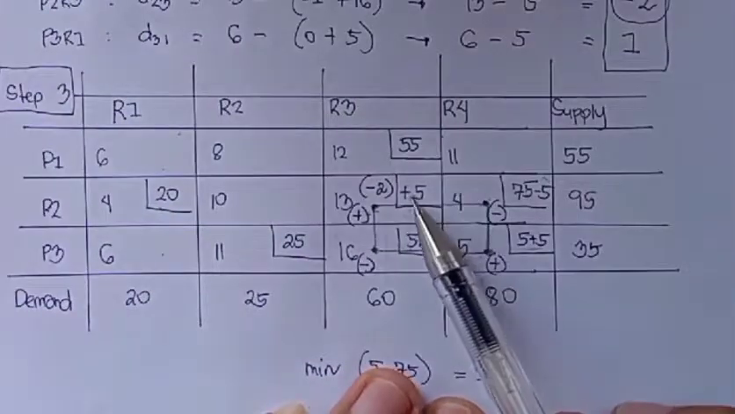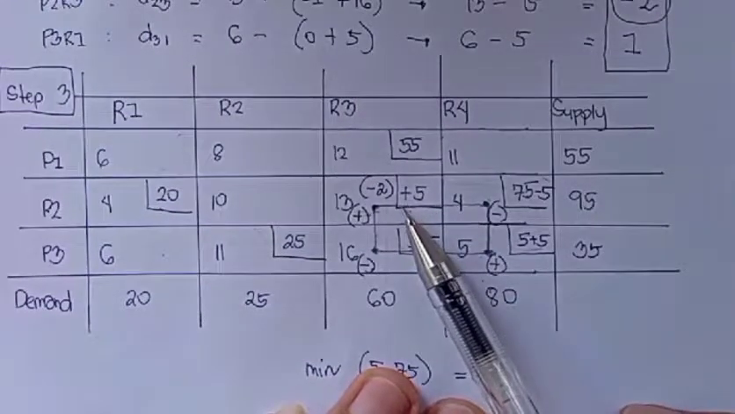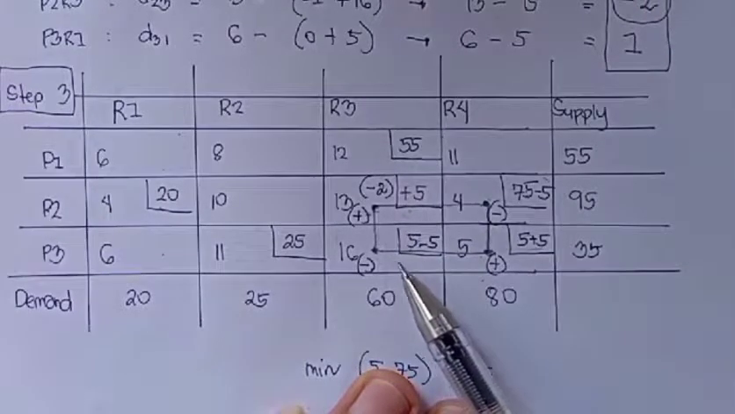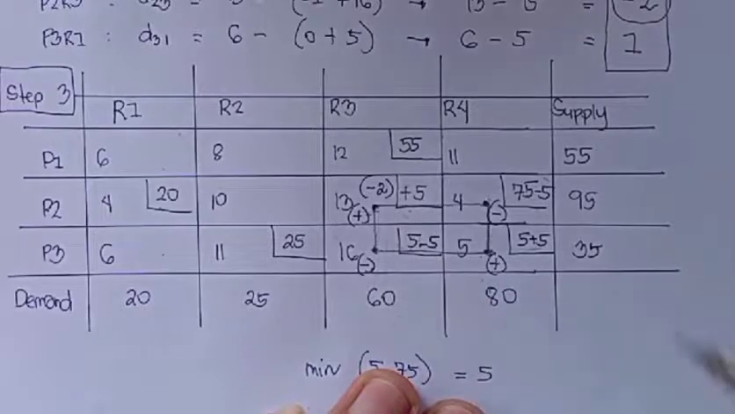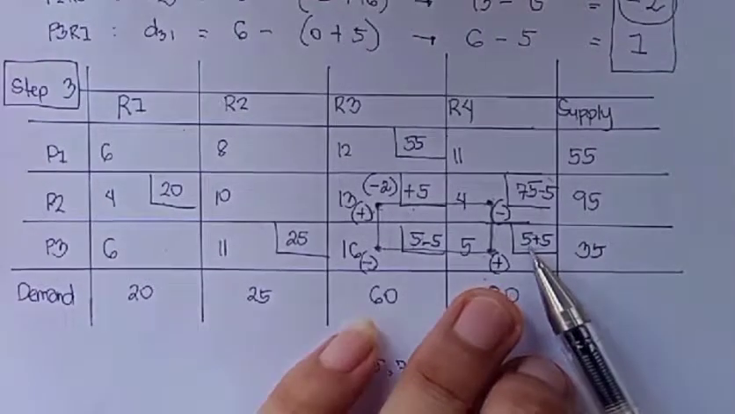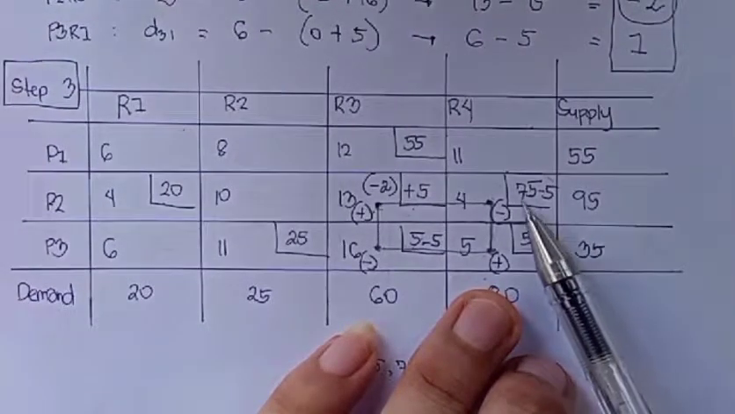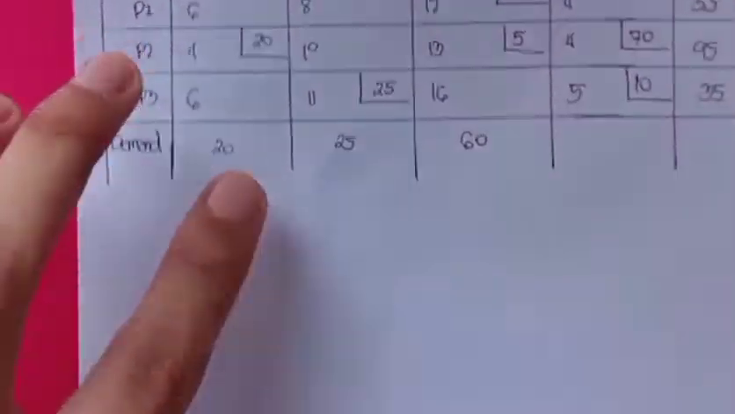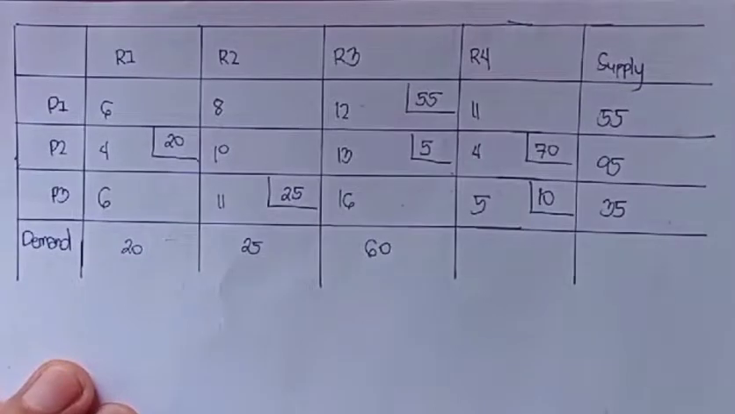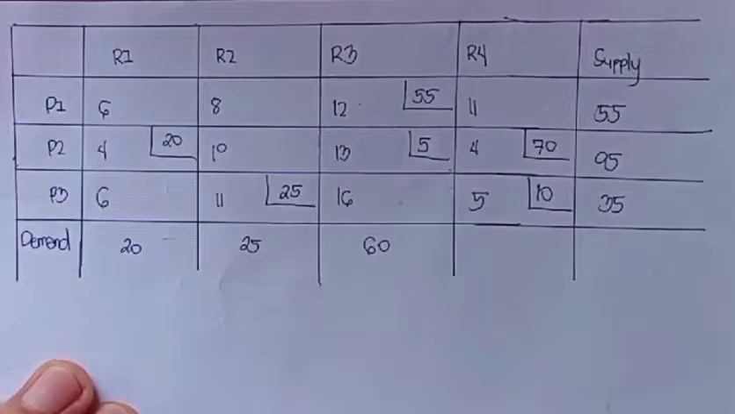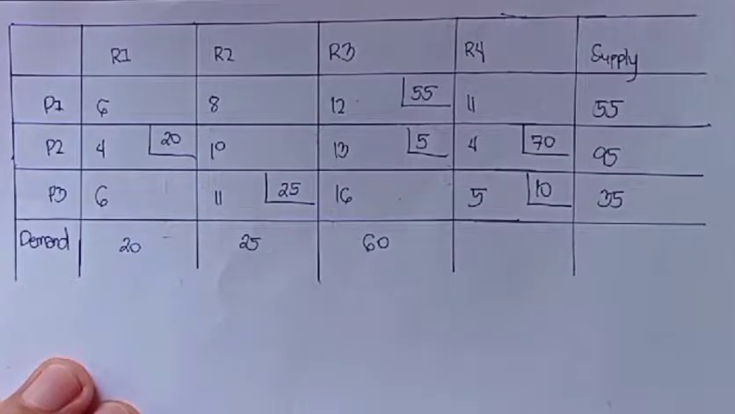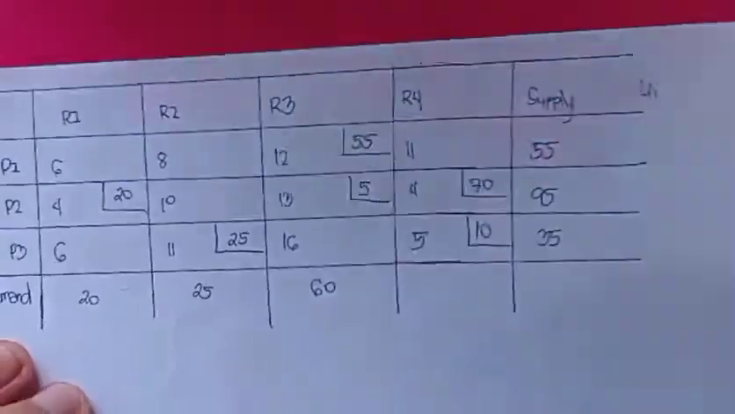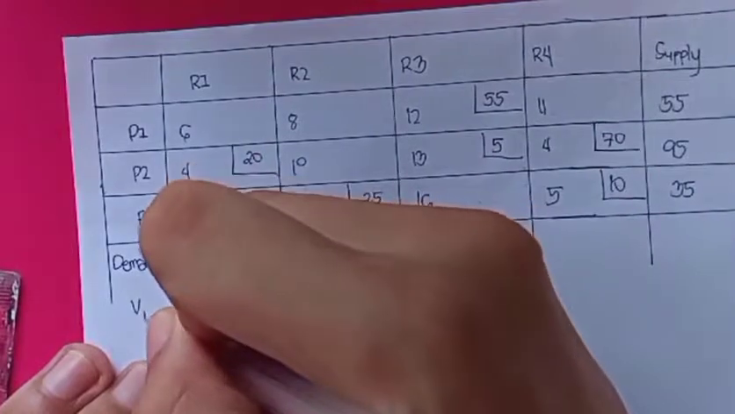So we compute. We have another allocated cell here in P2R3, and there are no allocated cells here in P3R3, since 5 minus 5 is 0. Here, 5 plus 5 is equal to 10. And 75 minus 5 is equal to 70. So we have a new solution. After that, we will go back to step 1 and step 2, and we will add a column for Ui and a row for Vj.